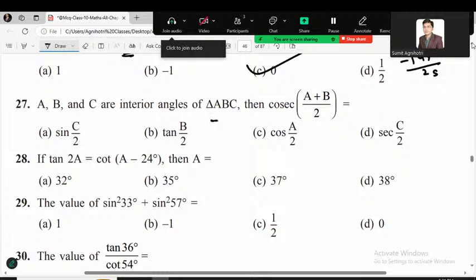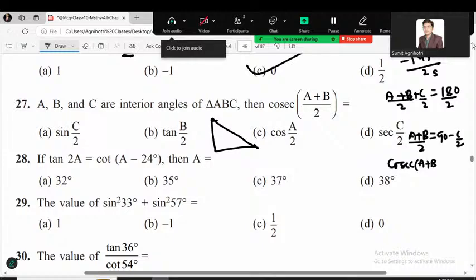ABC are interior angles of a triangle ABC. That's why the sum of A and B and C will always give you 180. If you divide them by 2 like this, you will get A plus B over 2 equivalent to 90 minus C over 2. Now if you take cosec of this, it is equivalent to cosec 90 minus theta, which is sec theta. That's why it is sec C over 2.